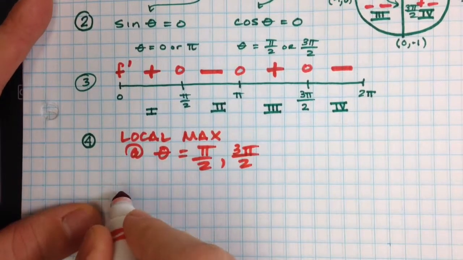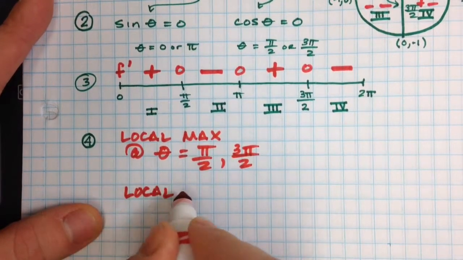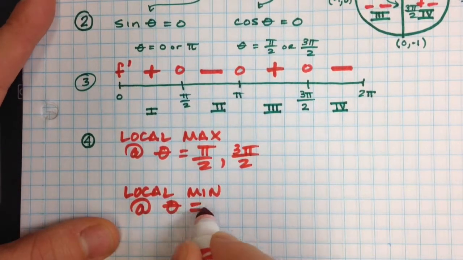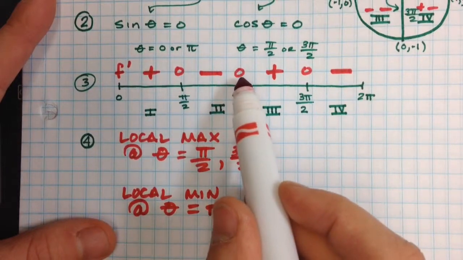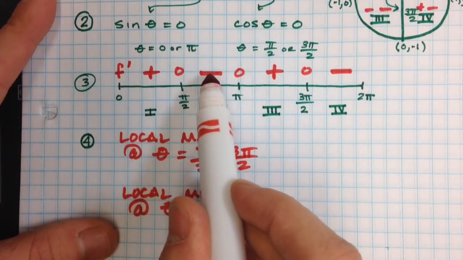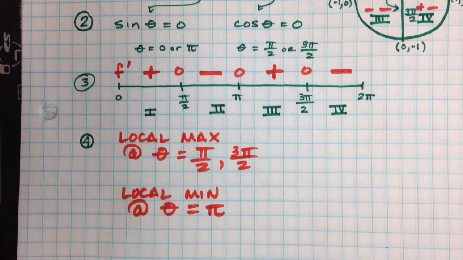Meanwhile, we are going to have a local minimum at angle equals pi. And the reason for that is that at pi we have the derivative pattern negative or decreasing, 0, and then positive or increasing.